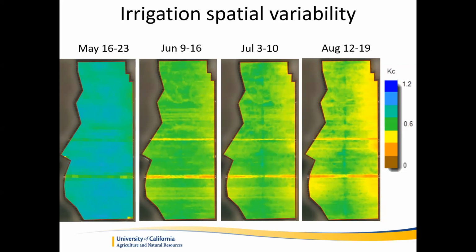Maybe there's a problem pressurizing the system. If I see a pattern like this, I say this is a really good candidate to go out and do an irrigation system evaluation to understand how water is being delivered in this field.